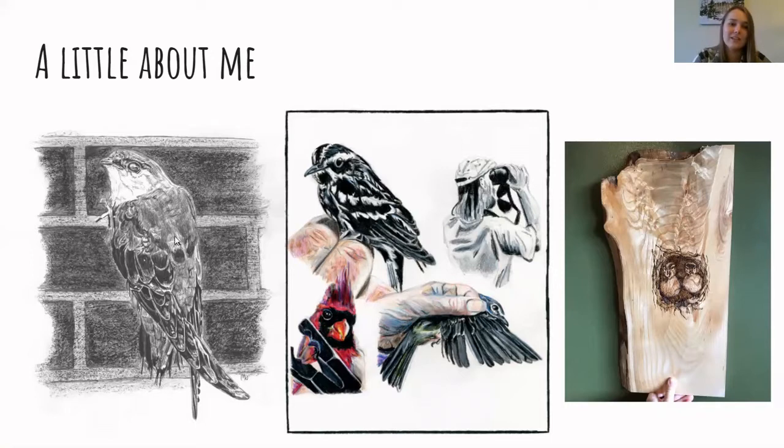The first image is a chimney swift for the COSEWIC, which is the Committee on the Status of Endangered Wildlife in Canada report. The second is a frontispiece I drew up for the Wilson Journal of Ornithology. And the third is a wood burning of 2 baby ducks that I did for my daughter's nursery. So I just kind of do a lot of random stuff.